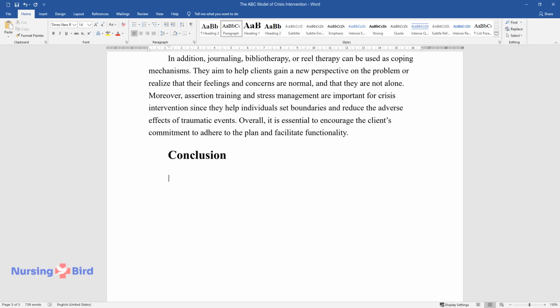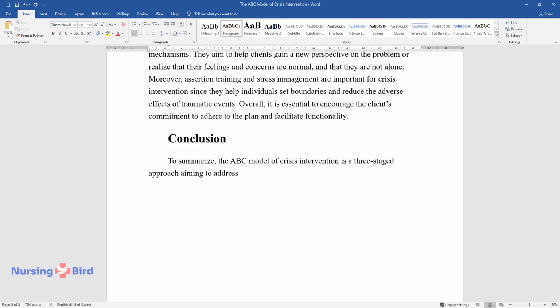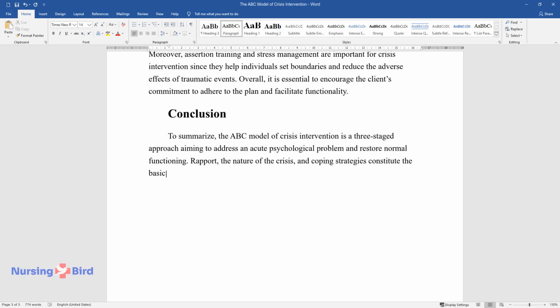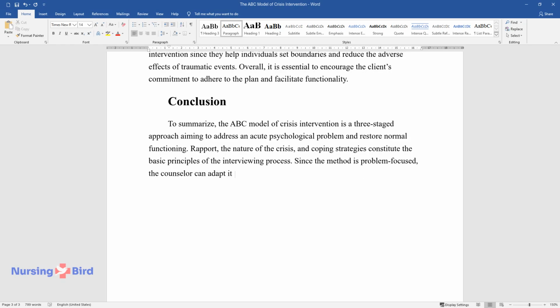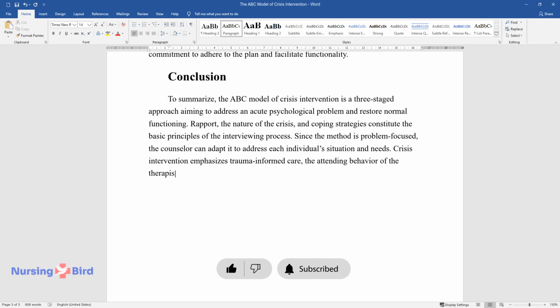Conclusion. To summarize, the ABC model of crisis intervention is a three-staged approach aiming to address an acute psychological problem and restore normal functioning. Rapport, the nature of the crisis, and coping strategies constitute the basic principles of the interviewing process. Since the method is problem-focused, the counselor can adapt it to address each individual's situation and needs. Crisis intervention emphasizes trauma-informed care, the attending behavior of the therapist, and cultural humility.